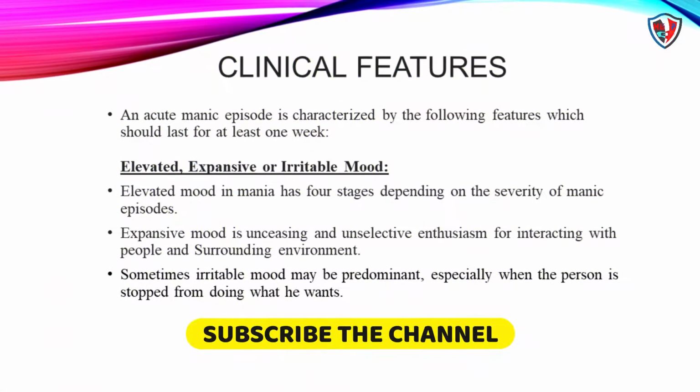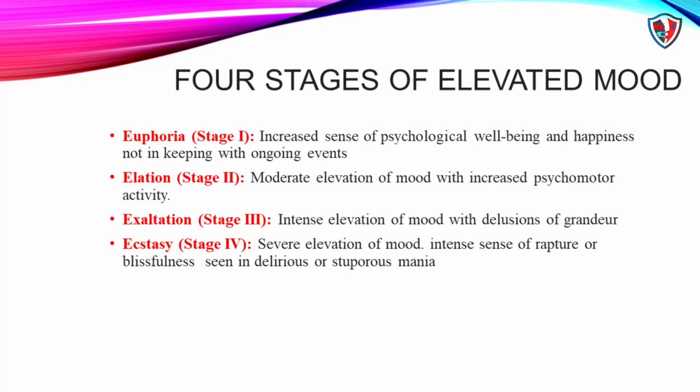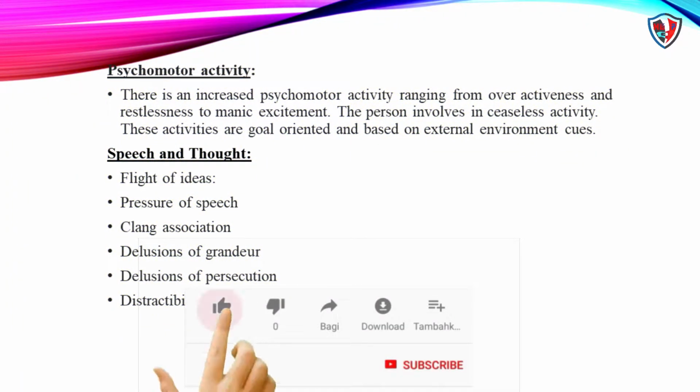The clinical features of mania includes elevated, expansive, or irritable mood. Again, there are 4 stages of elevated mood: euphoria, elation, exaltation, ecstasy. And these are the other features of mania. Pause the video if you want to take notes.